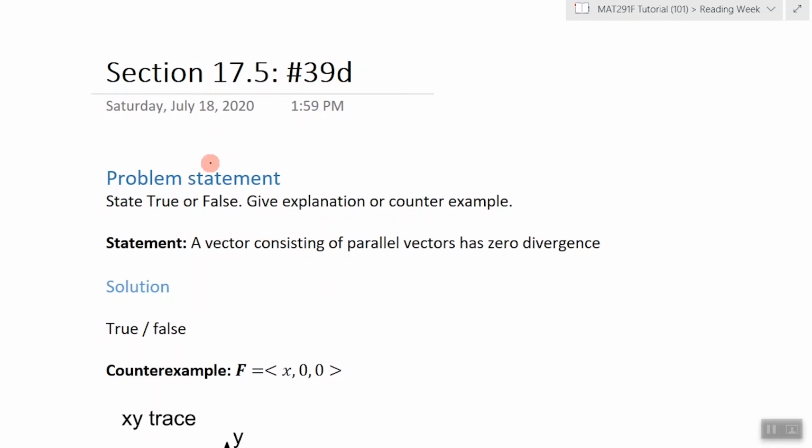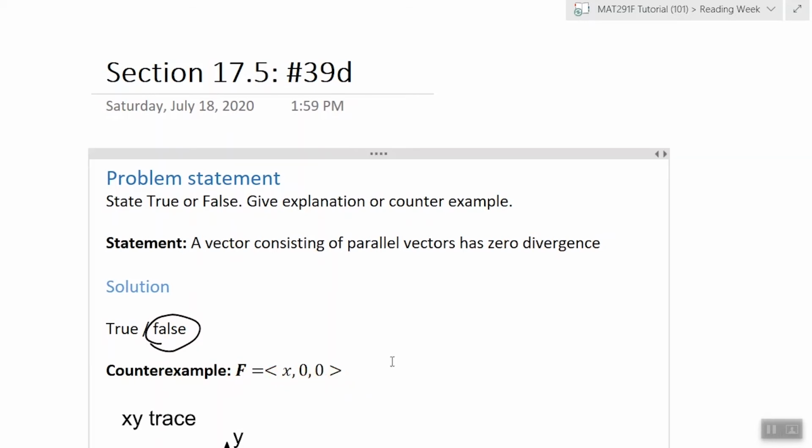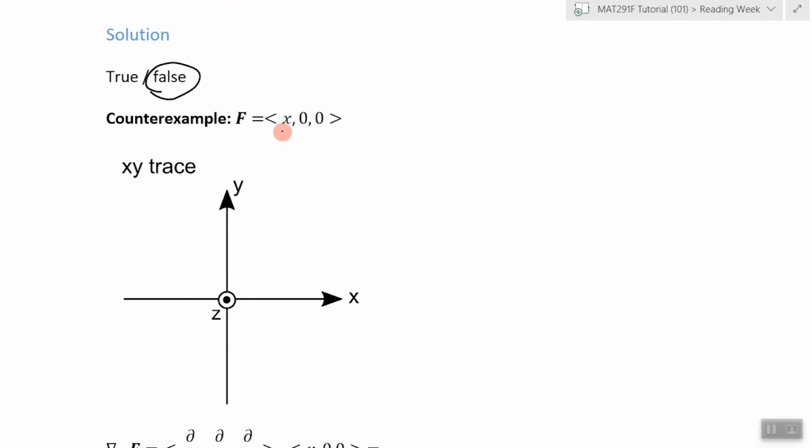Now let's do part D. The statement is this: a vector field consisting of parallel vectors has zero divergence. This statement again is false. A counterexample would be f equals x, 0, 0. Let's sketch this field. The field again has only the x component, and this component increases when x becomes larger. So we have this. This vector field looks something like this. And then for larger x, the field becomes stronger.